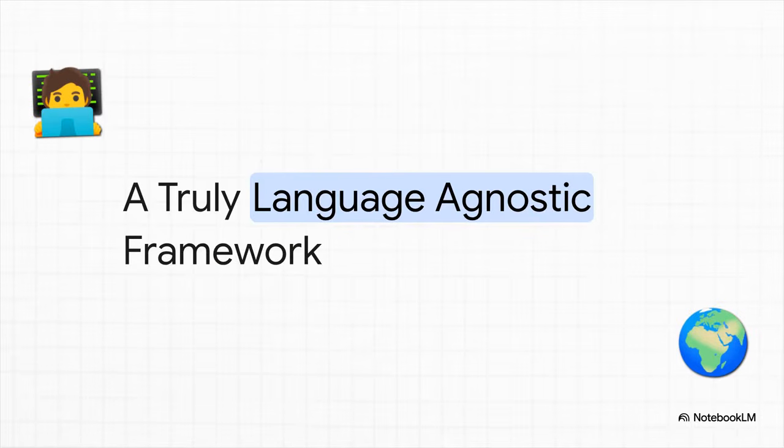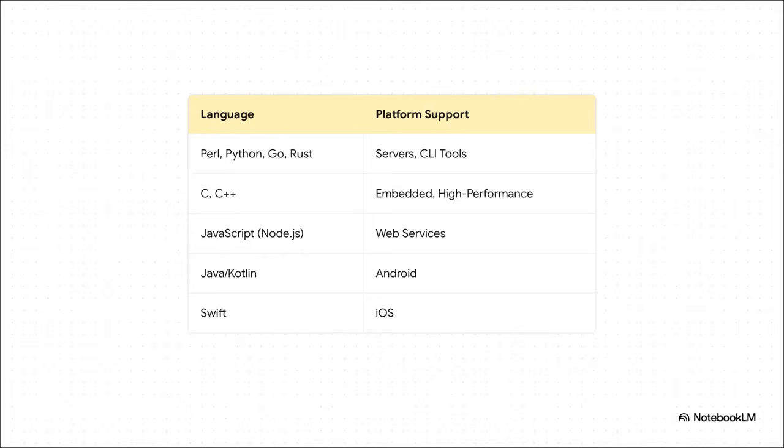All right, next up is something that is a massive selling point for any development team out there. Whether you're a huge company or a tiny startup, DCF is truly language agnostic. And I mean, just look at this list. We're talking Perl, Python, Go, and Rust for your backend servers, C and C++ for your really high-performance stuff and tiny embedded devices, JavaScript for web services. You've even got Java and Kotlin for Android and Swift for iOS. It's just incredible. This level of interoperability is what lets development teams use the absolute best tool for the job without ever being locked into a single ecosystem.